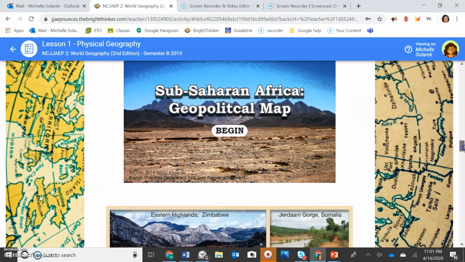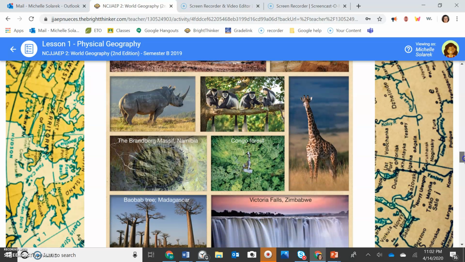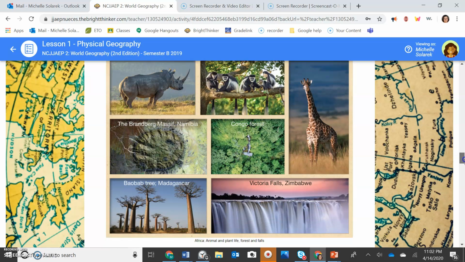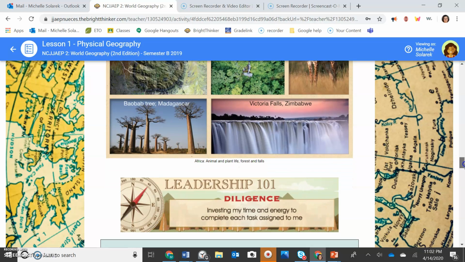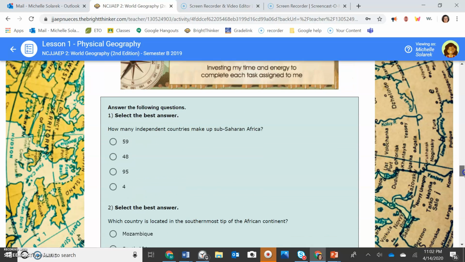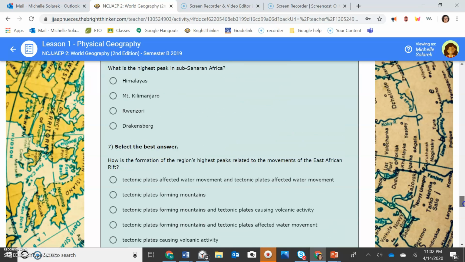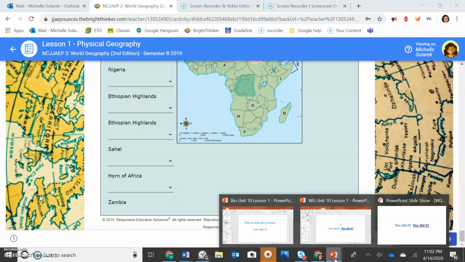Okay, so these were the questions. These are some pictures, just to look at some nice pictures. The Congo Forest, you might have heard of that. The Eastern Highlands, Victoria Falls, Madagascar. So now these are some of your questions that you would have had to answer, but instead I've got this for you. Here we go.